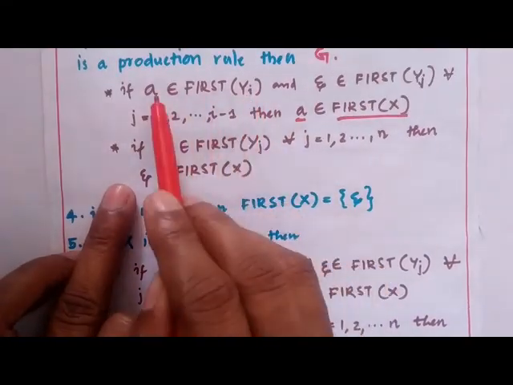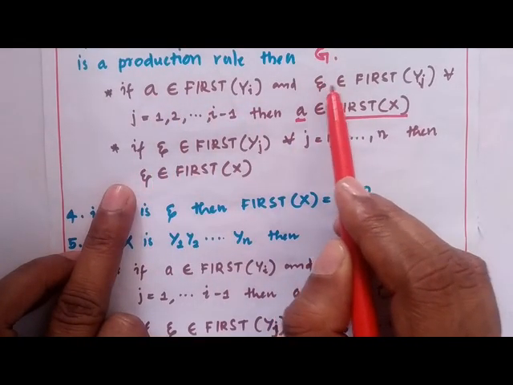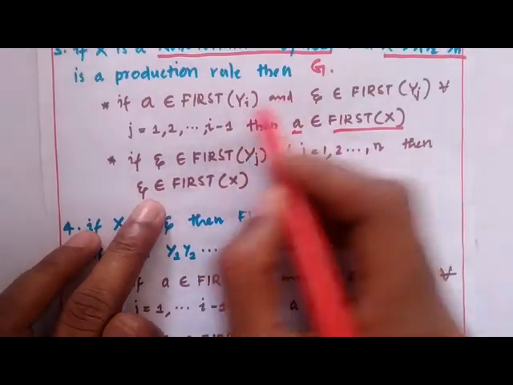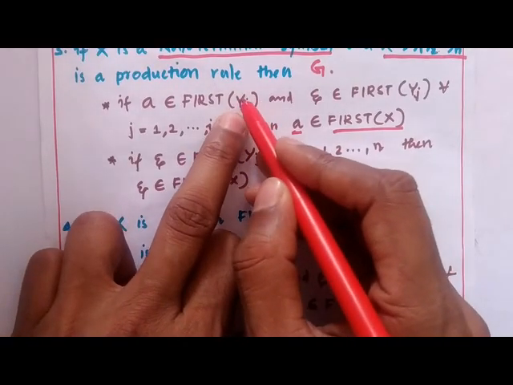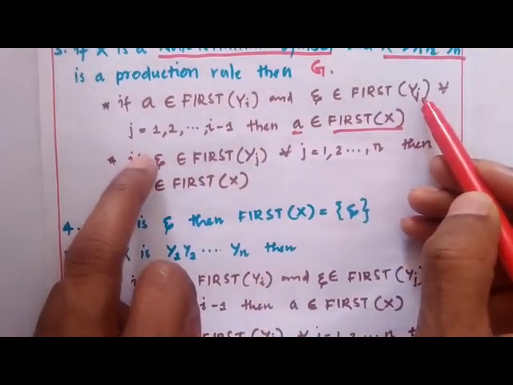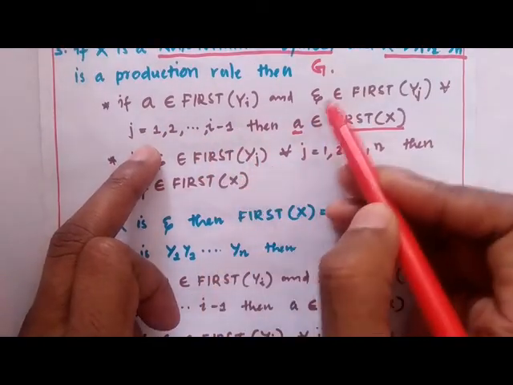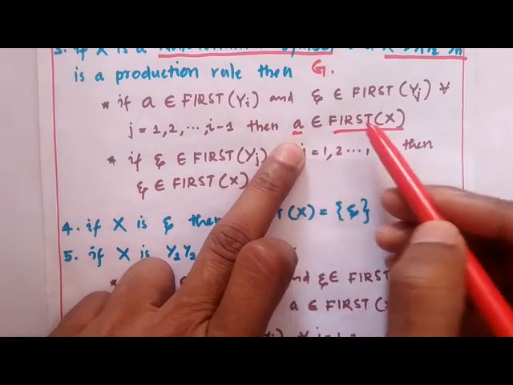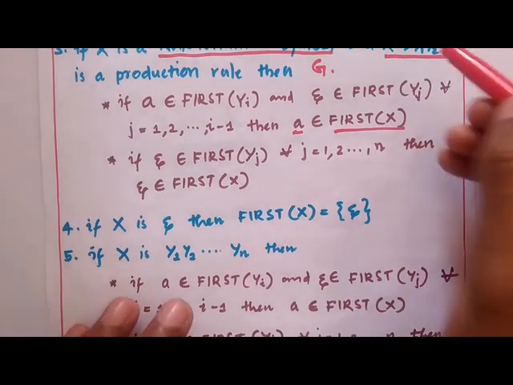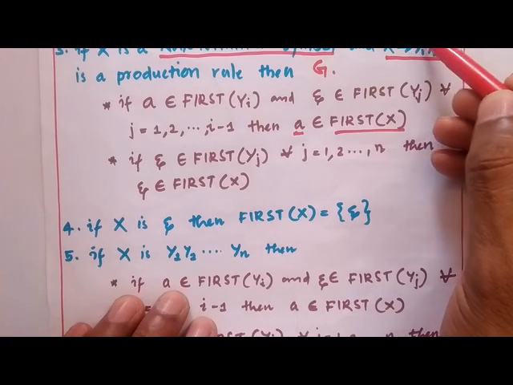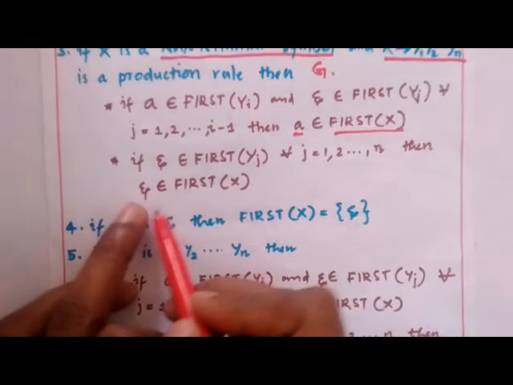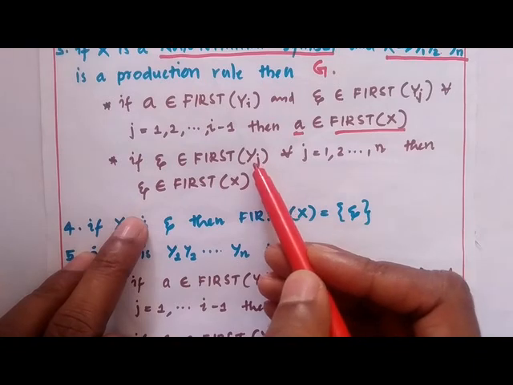First of y1 contains A, and epsilon is present in, okay, this is yi. So we reached yi, assume the ith symbol yi. So if A is in first of yi, and all first of yj, j from 1 to i-1, contain epsilon, then we can add A into first of X. And we can add epsilon into first of X if all first of y1, first of y2, up to first of yn, which we need to compute, contain epsilon.